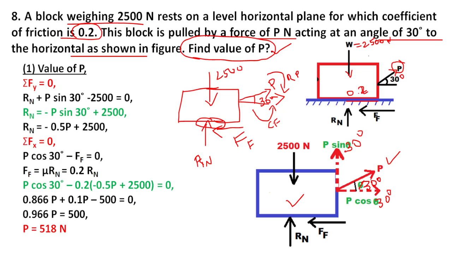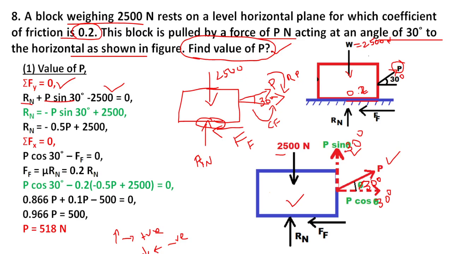First, the sum of vertical forces. At equilibrium, the sum of vertical forces is equal to 0. Upward and forward are positive; downward and backward are negative. So Rn is positive upward, P sin 30 is positive, and 2500 is downward, a negative force.